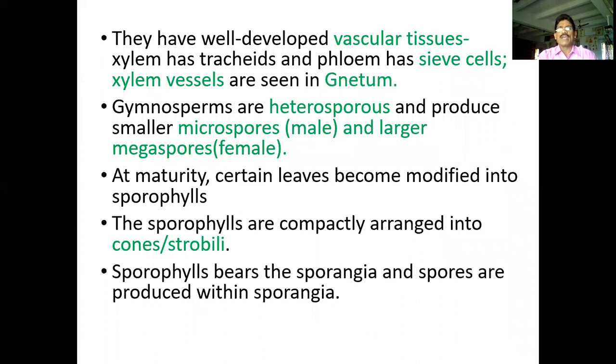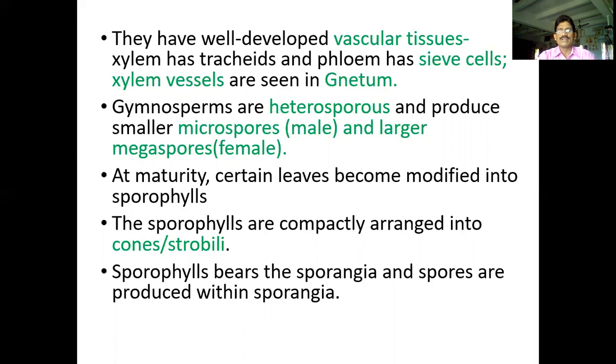They have well-developed vascular tissue. The xylem tracheids and phloem cells, xylem vessels are seen in a needle. The gymnosperms are heterosporous and produce smaller microspores, which are known as male gametes, and a large one known as a female. They are known as megaspores.